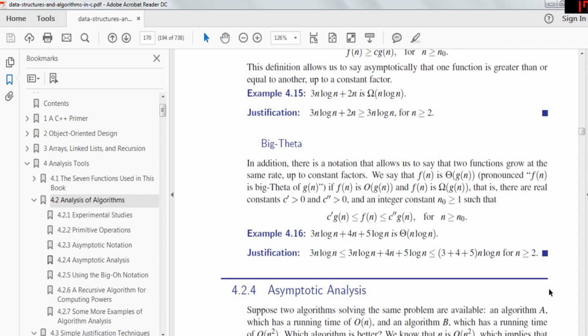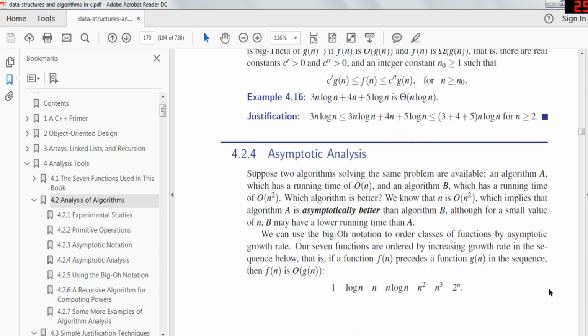Well, let's talk about asymptotic analysis. Suppose two algorithms solving the same problem are available. An algorithm A, which has running time O of n, and algorithm B, which has running time O of n squared. Which algorithm is better? We know that n is O of n squared, which implies that algorithm A is asymptotically better than algorithm B, although for a small value of n, B may have a lower running time than A.